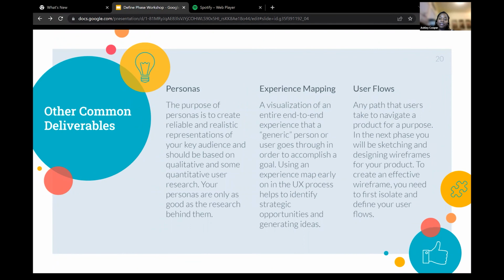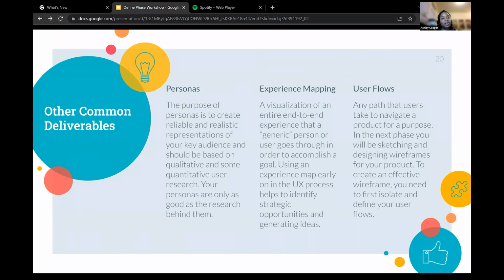And then the next thing I thought of was the experience mapping. And this is a visualization of an entire end-to-end experience that the generic person or user goes through in order to accomplish a goal. Using an experience map early on in the UX process helps to identify strategies, opportunities, and generate ideas.